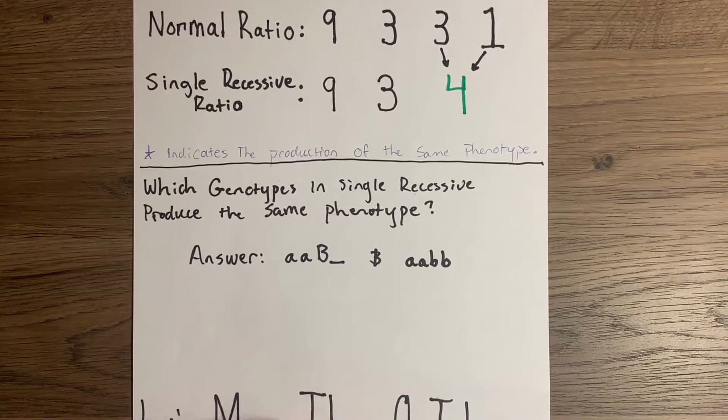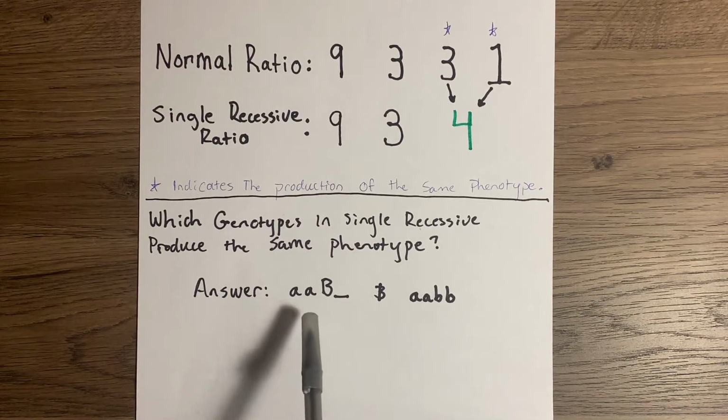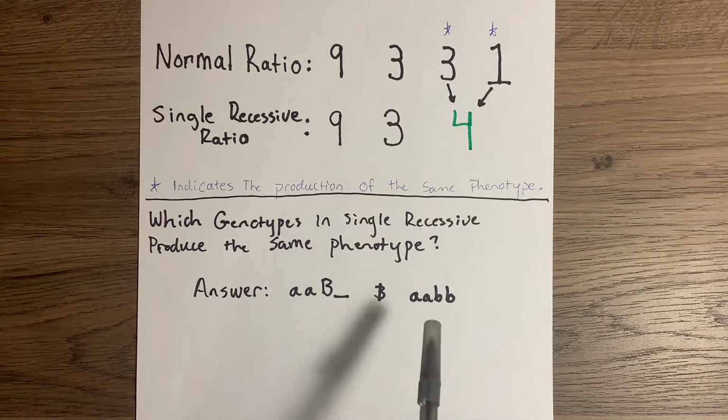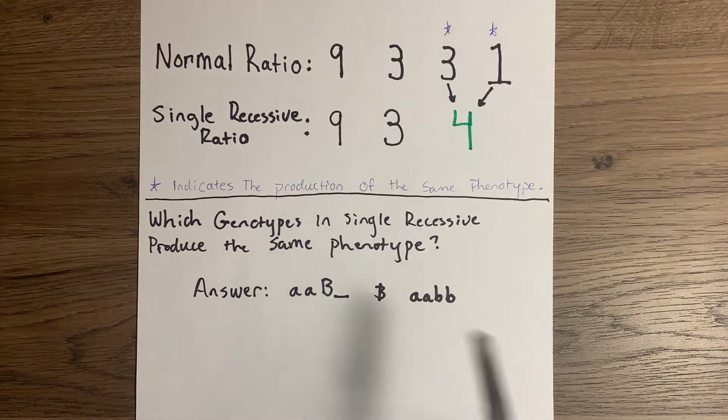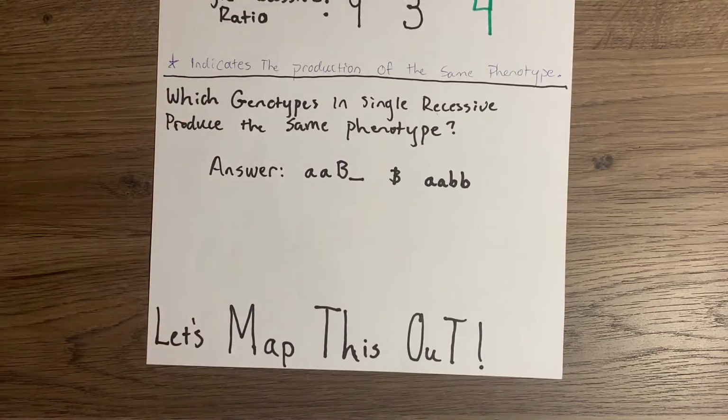Okay, so which genotypes in single recessive produce the same phenotype? And it's going to be little a, big B, and little a, little b. So those are the two genotypes that are going to produce that one phenotype. So let's map this out and look at it in a more visual sense.